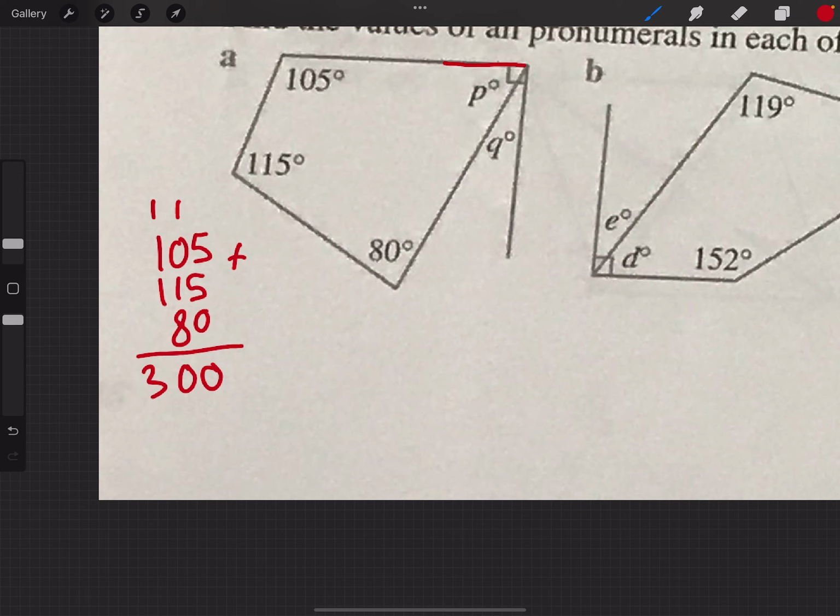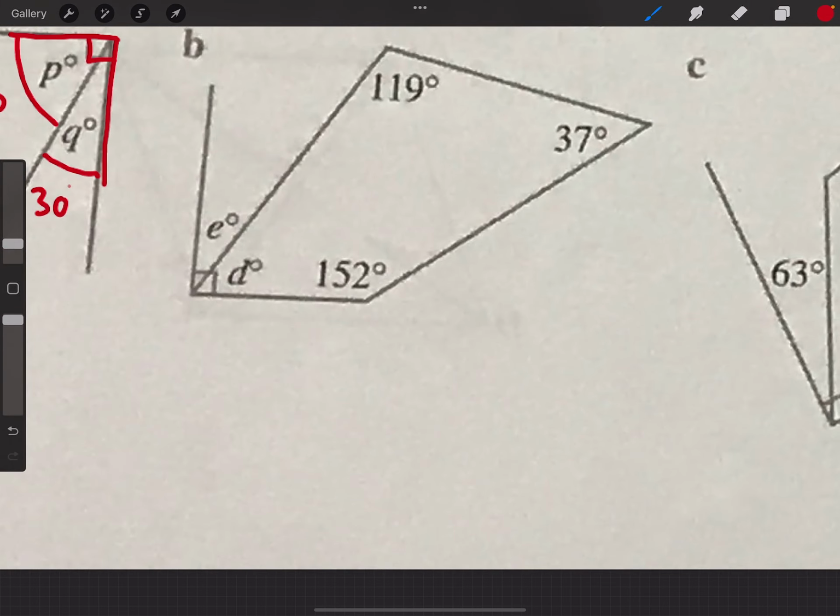Okay, so this angle here is 90 degrees. You can see by the 90 degrees symbol there. Now this is 60. We just worked it out, right? If that's 60, 60 plus what gives me 90? This has to be 30. Done.